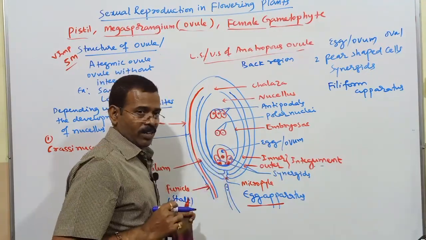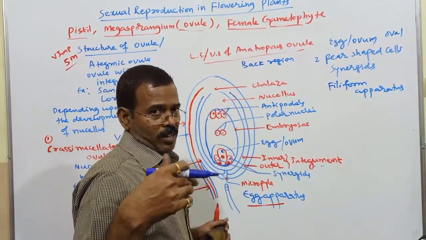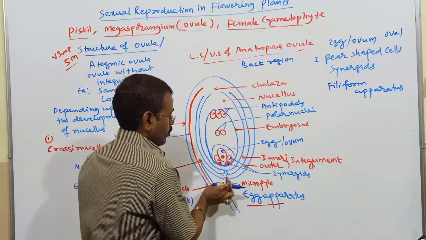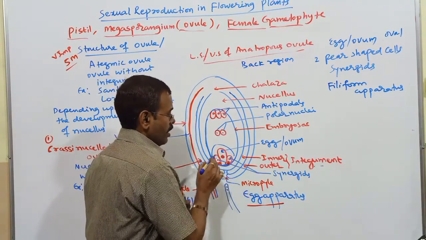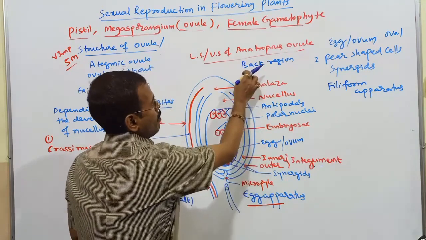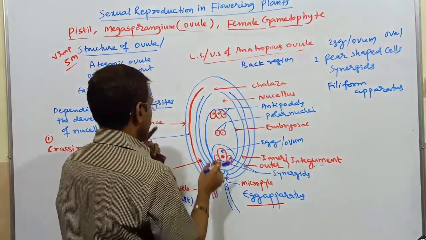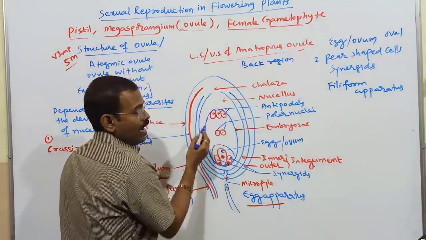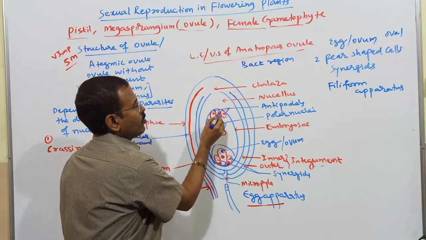So this is the egg apparatus, situated toward the micropyle of the female gametophyte. This is the micropyle, and near the micropyle the female gametophyte contains the egg apparatus. Now the back region, that is the chalaza, contains three highly vacuolated cells.